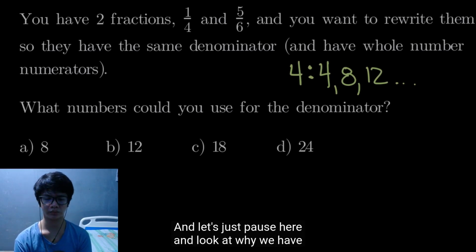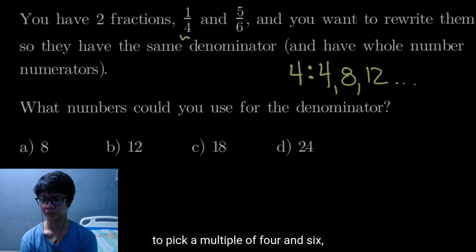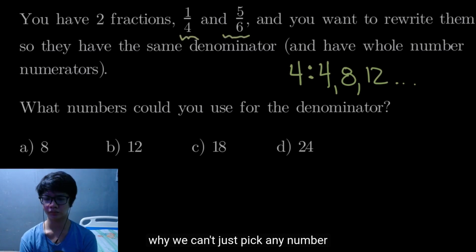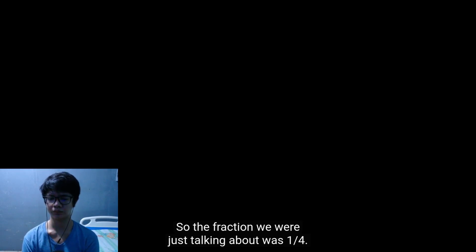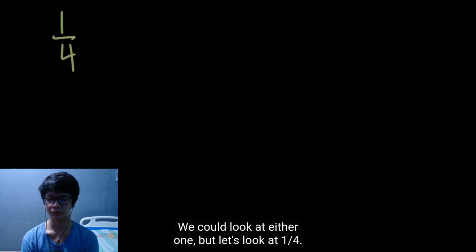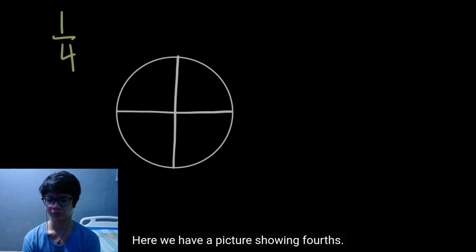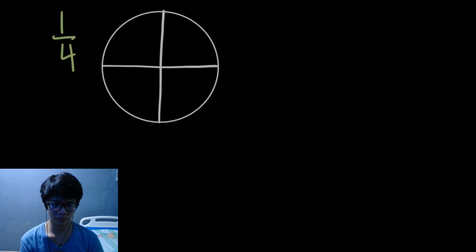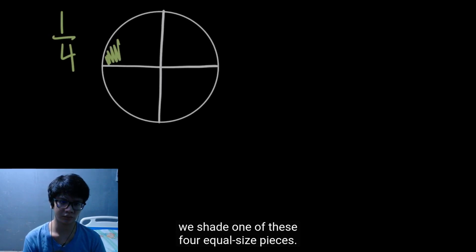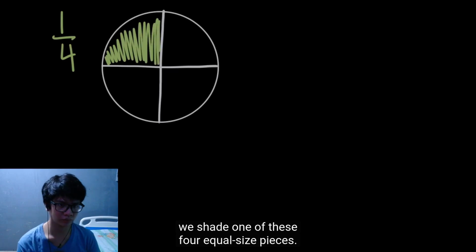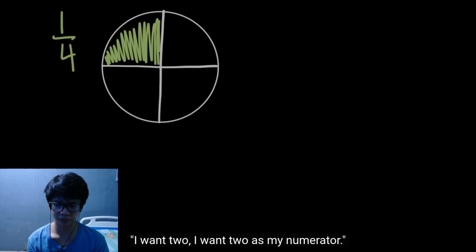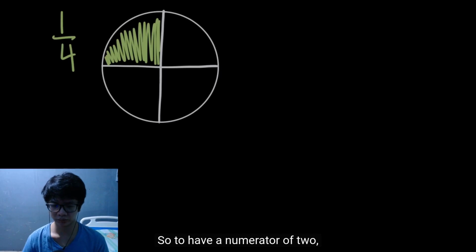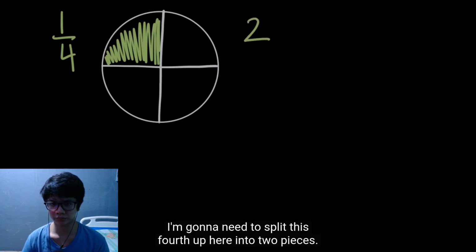And let's just pause here and look at why we have to pick a multiple of 4 and 6. Why we can't just pick any number, but we have to pick a multiple of our denominators. So the fraction we were just talking about was 1/4. We could look at either one, but let's look at 1/4. Here we have a picture showing fourths. And to show 1/4, we shade one of these 4 equal size pieces. Well, maybe I want to change this and I want 2 as my numerator. So to have a numerator of 2, I'm going to need to split this fourth up here into 2 pieces.